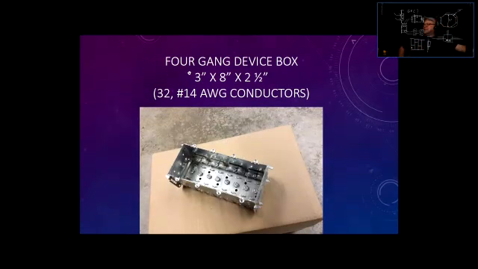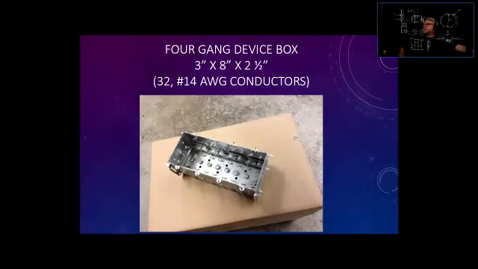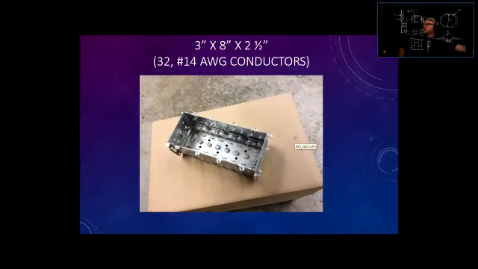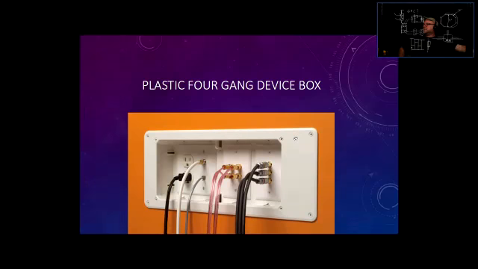All right, here's a 4-gang or quadruple gang device box. So here that size stays. How tall the box is, 3 inches. Now 2, 4, 6, 8. So 8 inches and 2.5 inches deep. And this will hold 32 14 gauge conductors. Let's keep going. See how many gangs can we get. All right.